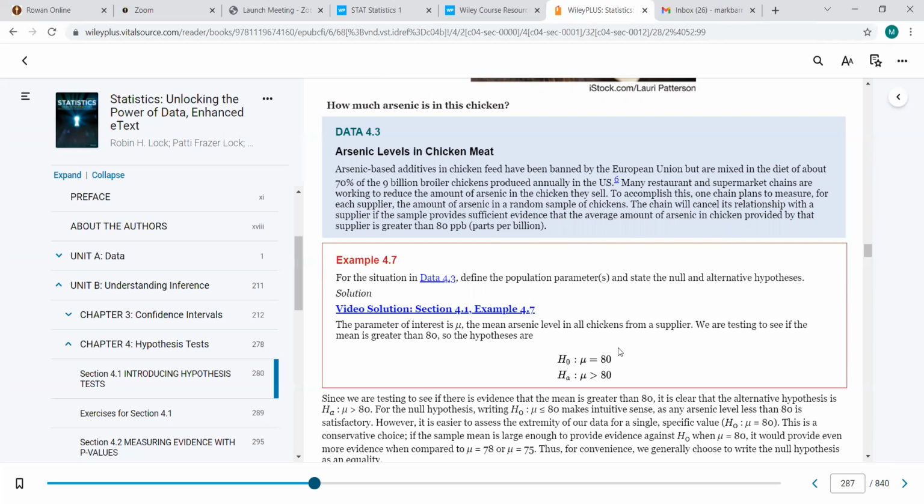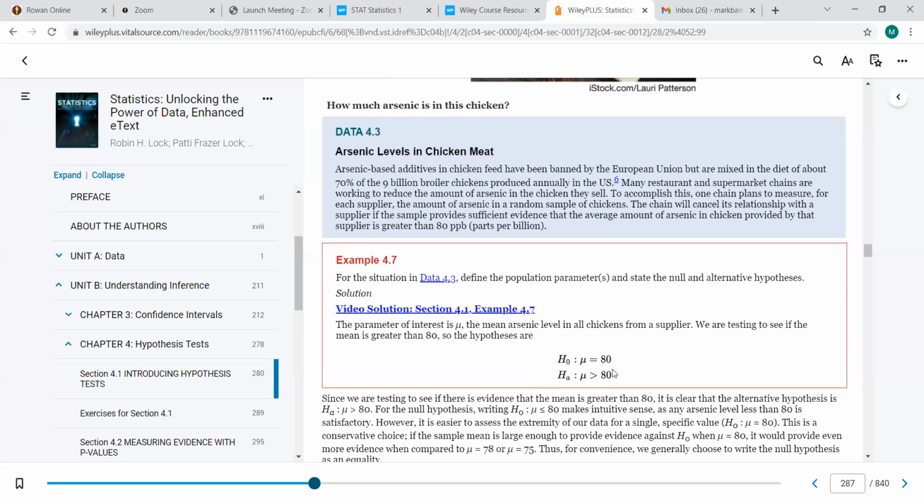They're going to check every single chicken that comes from their suppliers? No, they're going to take a random sample of chickens and check for arsenic. And if the sample has a mean average amount of arsenic in the chicken of greater than 80 parts per billion, they're going to cancel their contract with that supplier. Okay, so what is the null hypothesis? 80 parts per billion. Now you might say, well, why not less than 80?